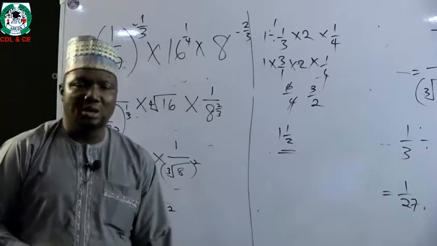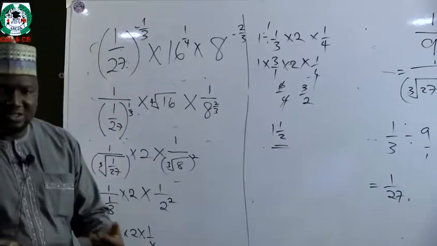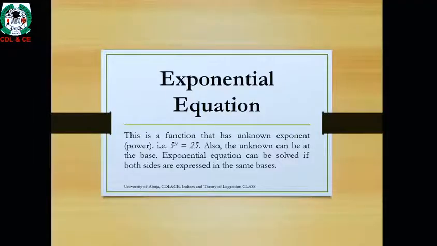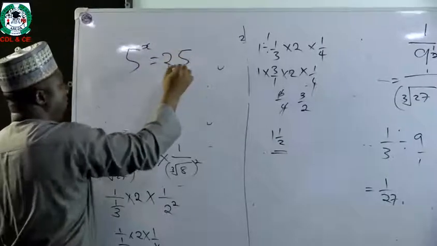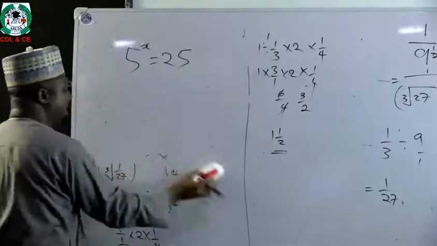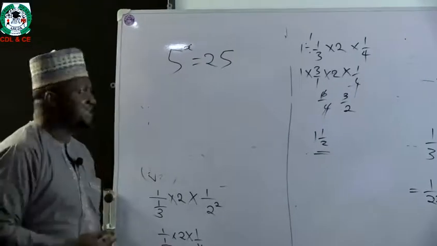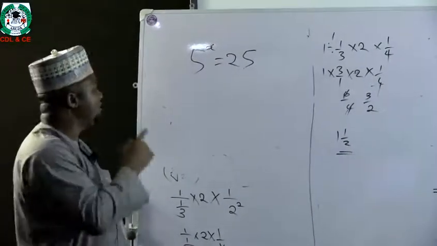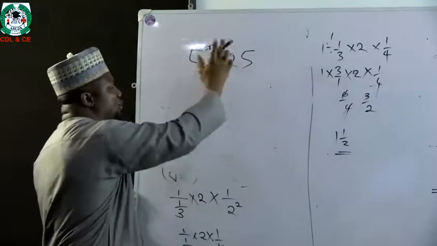But the application of all these laws into equations is called exponential equation. What is an exponential equation? An equation where either the base, which is the down number, or the index is unknown. For instance, if I simply say 5 raised to power x equals to 25, this is a typical exponential equation. And in solving exponential equations, which we normally apply in mathematics or finance under time value of money compounding, the objective is to make either the bases equal or the indices equal.